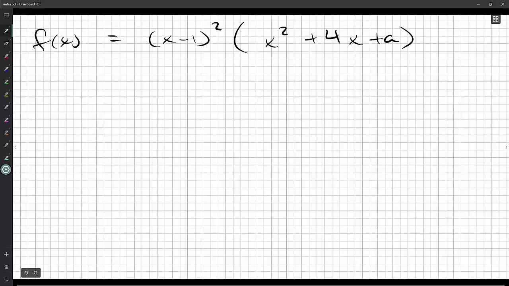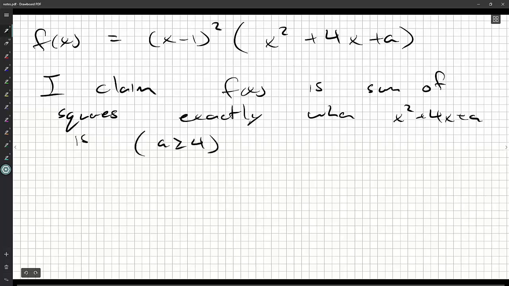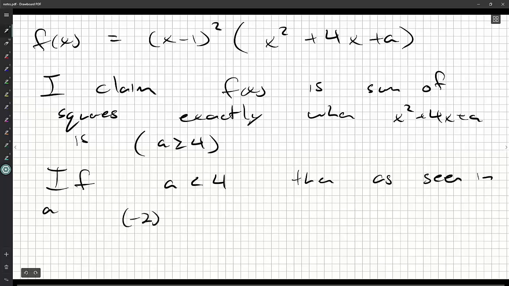So, what shall we say? Well, I claim f of x is a sum of squares exactly when x squared plus 4x plus a is, i.e. a greater than or equal to 4. So how would we prove that? If a is less than 4, then as seen in A, negative 2 squared plus 4 times negative 2 plus a is less than 0.